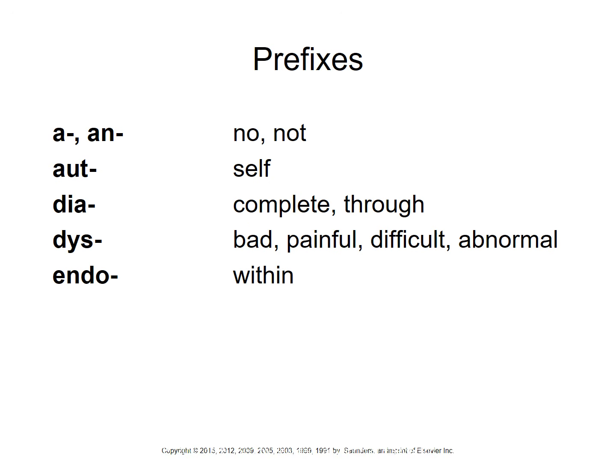Prefixes. Anytime you see the prefix a or an, it means no or not. Aut, A-U-T, usually combined with the vowel O, like auto. Aut means self. Dia means a complete or through. So you think of the term diarrhea. I told you rhea was like a flow, what? A complete flow through. So you're flushing out everything, diarrhea.